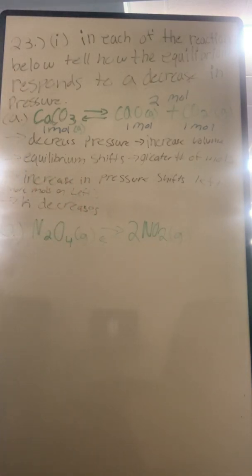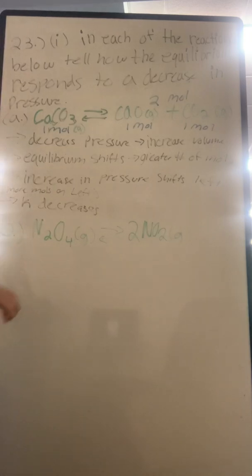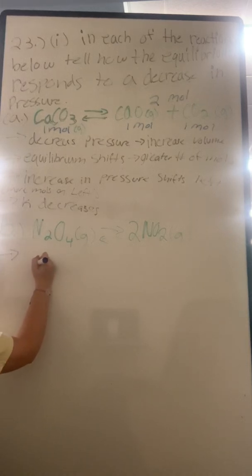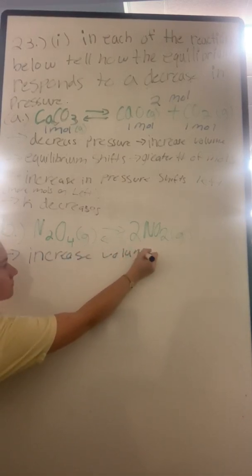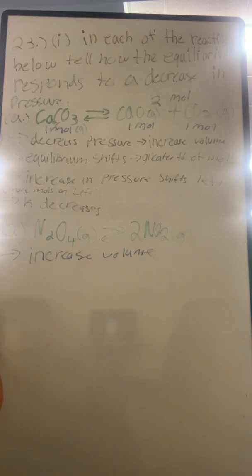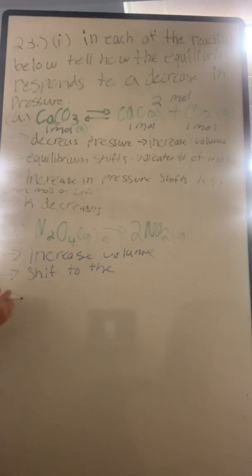So now we're going to look at part B, which is another example. N2O4 reacts to form 2NO2 gas. And this one is very similar because we're still decreasing pressure. So that means we're still going to increase volume. And that also means it's going to shift to the side with more moles.